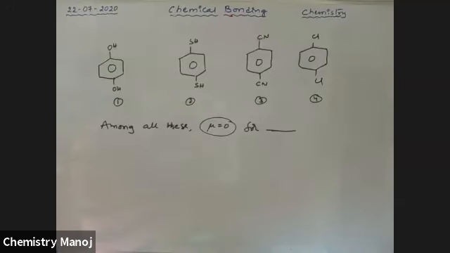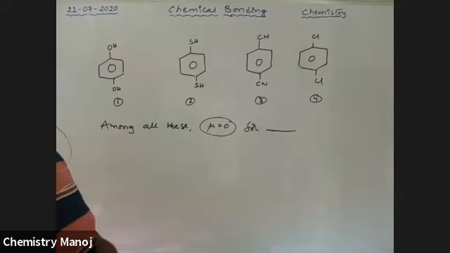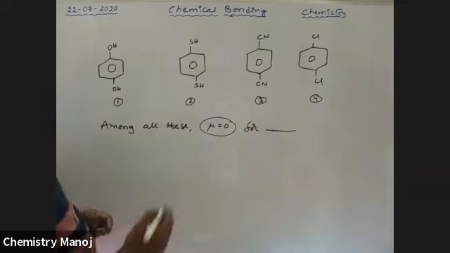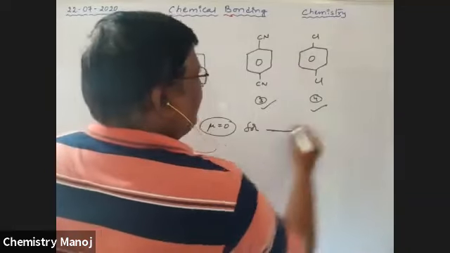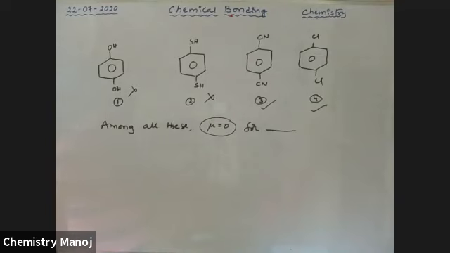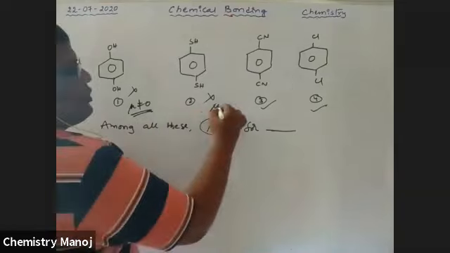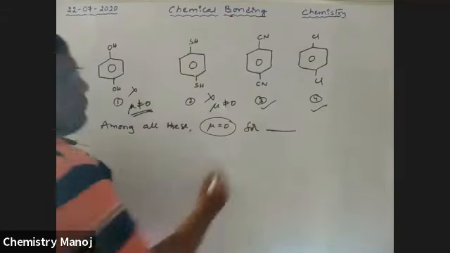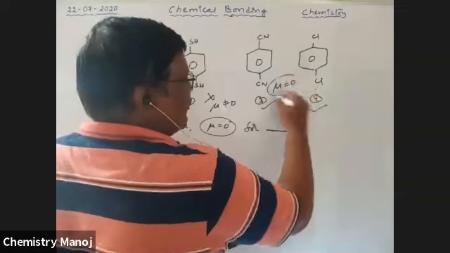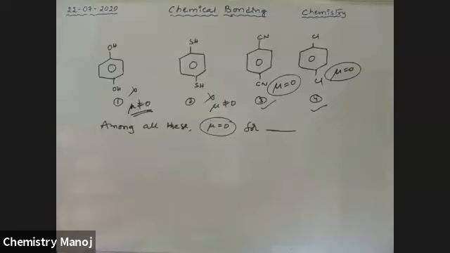Okay, see here. My answer is 3 and 4. These two have mu not equal to 0. Here also mu not equal to 0. But in this case, mu is equal to 0. In this case also mu is equal to 0. How? I will explain. Please wait.